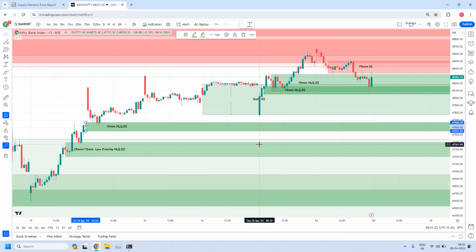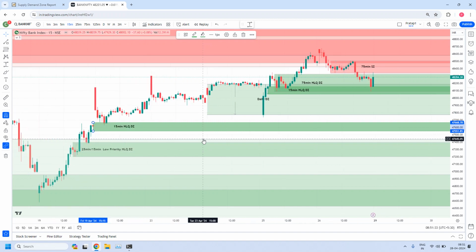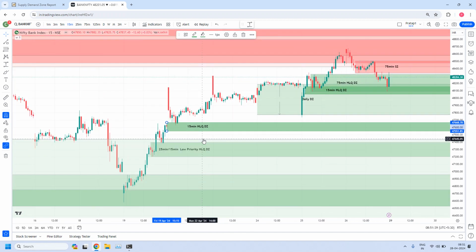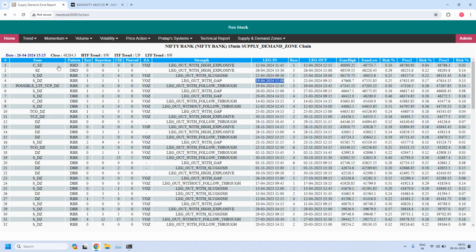So now we have identified 3 high liquidity areas. So this is the one area, this is the another area, and this is a 25 or 15 minutes low priority high liquidity zone. Is there anything else? Below there is one more high liquidity zone. This is the 26th March. One base candle, 15 hours. 26th March, 15.